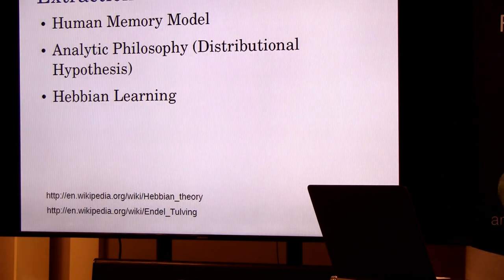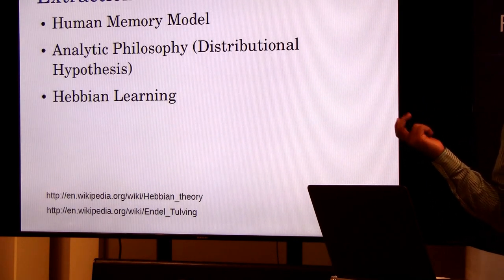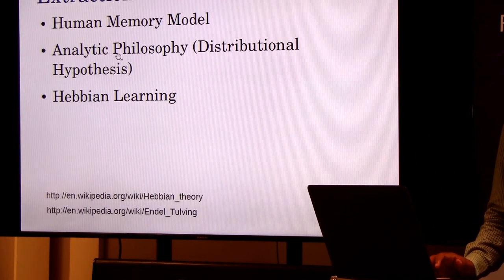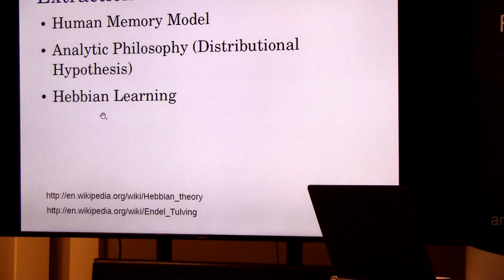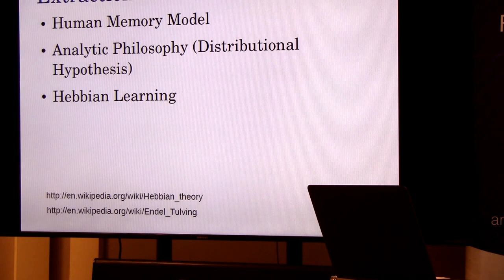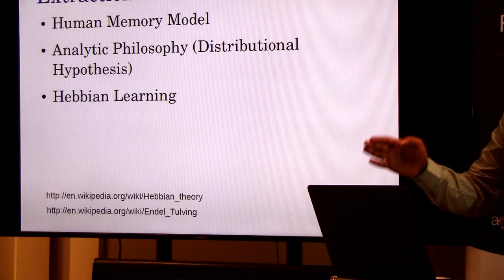To solve this kind of problem, we said we can derive inspiration from human memory models, that is long-term memory models, and then some analytical philosophy. I'll just make a couple of mentions about analytical philosophy, because that again has a lot of contradicting theories within. And then some Hebbian learning. Analytic philosophy talks about concepts being atomic in nature. If I say cat, you know it has some semantics attached to it, which you will dispute, I know, but let us go on.